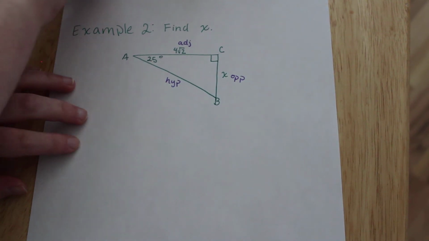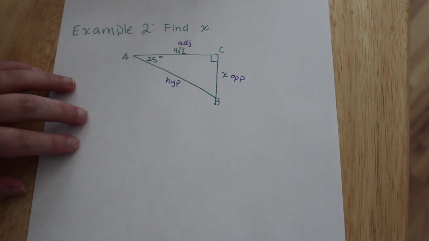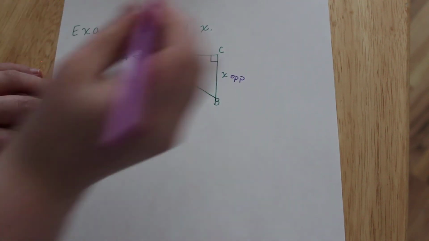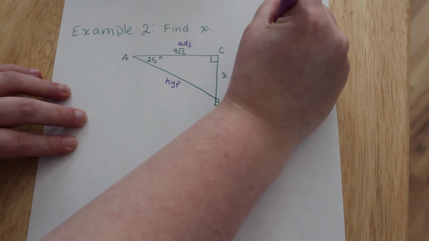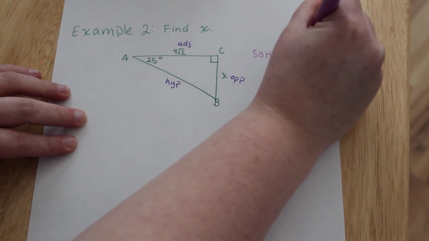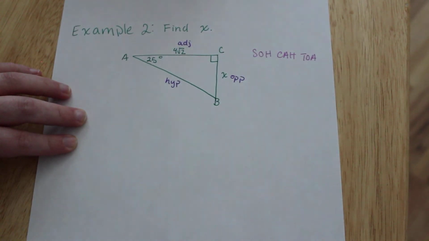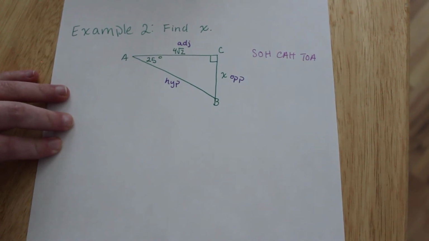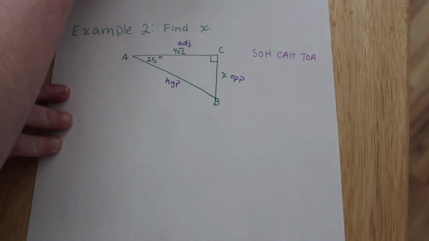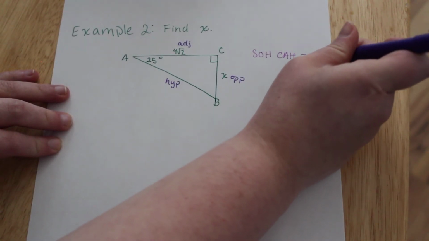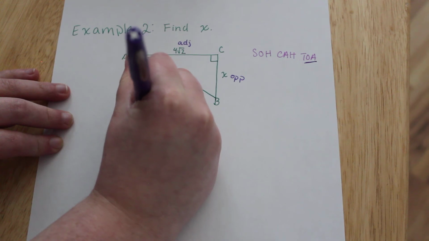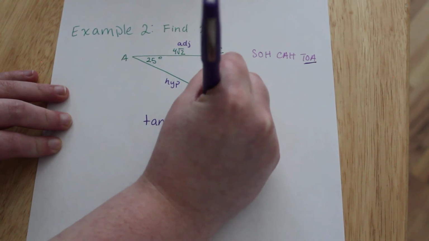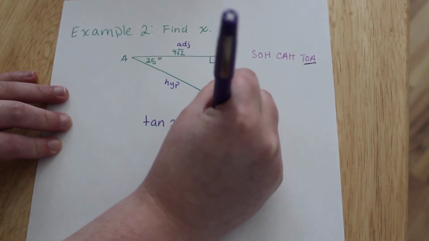Now, this is where we have to remember what trig function is going to end up using opposite and adjacent so that I can use that angle measure. Once again, let me give you a little hint. That acronym is going to pop up over and over again. If you said tangent, you are correct, because tangent uses opposite and adjacent. So let me get this set up. Tangent of 25 degrees equals x over 4 square root 2.